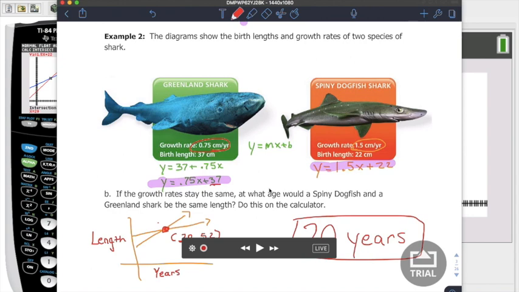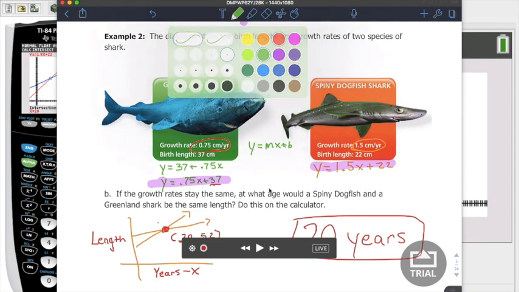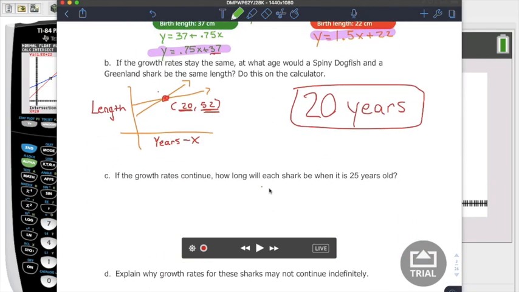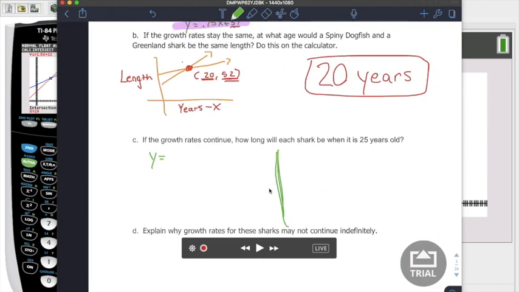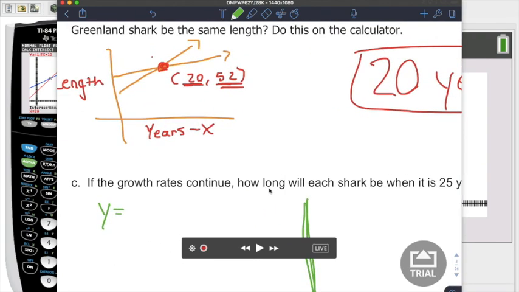Since we said the x-axis was your years, that means for the x, you're going to plug in 25. So I'm going to bring that down here. We'll color code it since it's kind of like a two-part question. So it's y equals, what do we have? Oh yeah, 37. So it's y = 0.75x + 37. And then we're going to plug in 25, plus 37.